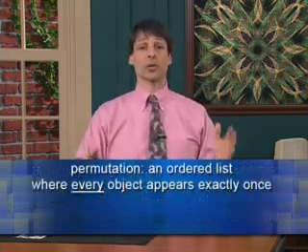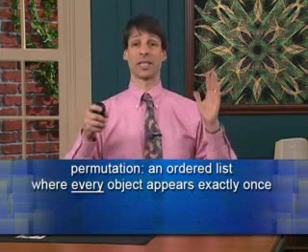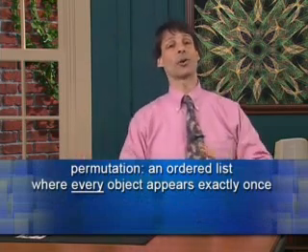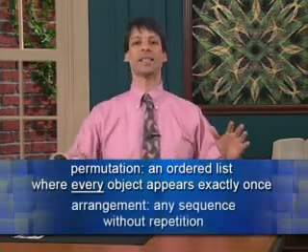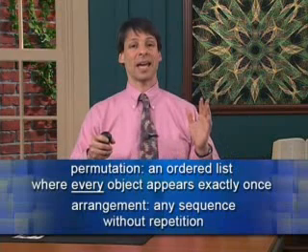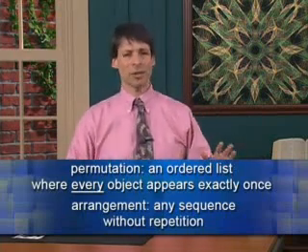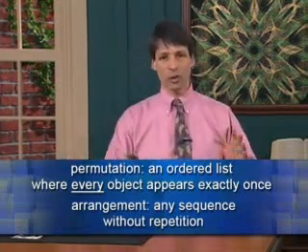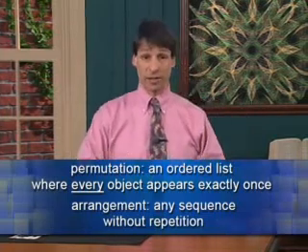An ordered list where every object appears exactly once is sometimes called a permutation. Some textbooks refer to any sequence without repetition as a permutation, but most mathematicians don't. We'll just call those situations arrangements. So, this is, by the way, one of the 3 most important numbers in combinatorics. Along with 2 to the n, in the Combinatorics Hall of Fame belongs the number n factorial.